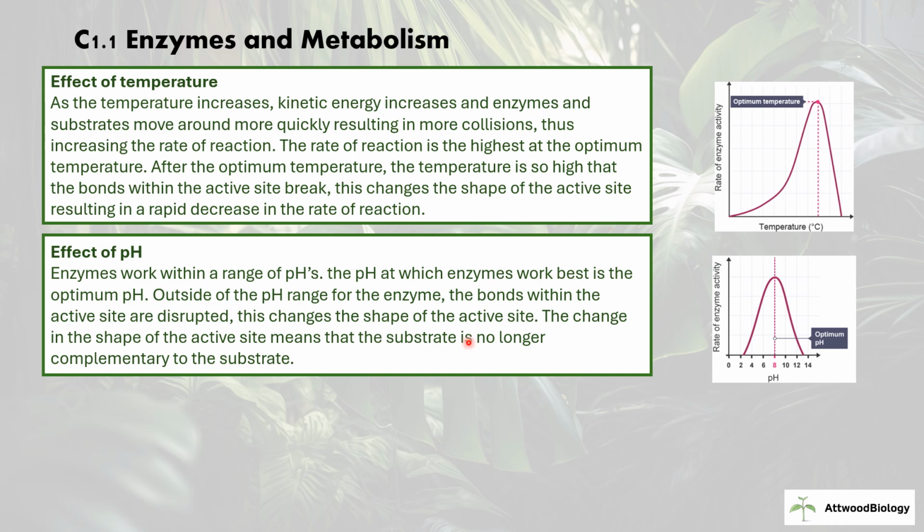We also have the effect of pH. So enzymes work within a range of pHs. All enzymes work at different pH. We've also got the optimum pH. You can see here, this is the optimum because it's the highest rate of reaction.